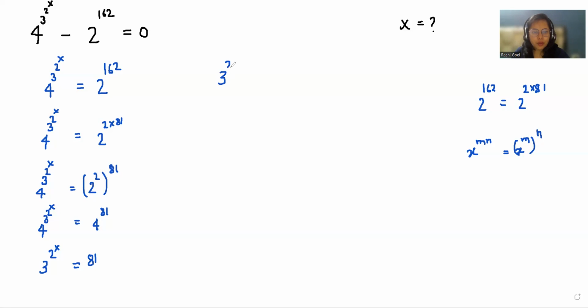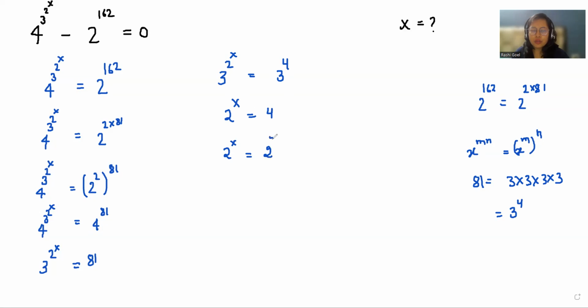Now 3^(2^x) is equal to 81. We can write it as 3 times 3 times 3 times 3, that is 3^4. So we can replace it. Now again, we can say that if the bases are equal, their powers are also equal. So 2^x is equal to 4.